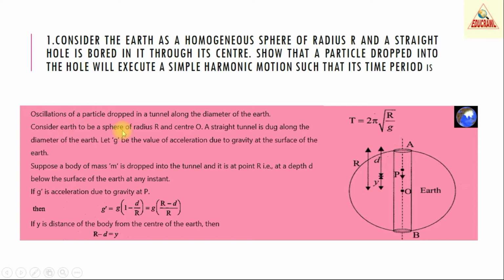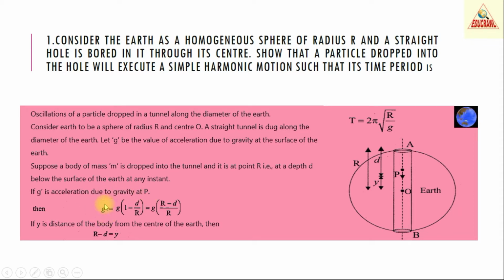Consider the earth to be a sphere of radius r and the center is found to be O. A straight tunnel is dug along the diameter of the earth. Let g be the acceleration due to gravity at the surface of the earth. Suppose a body of mass m is dropped into the tunnel and it is at the point P at depth d below the surface of the earth at any instant. g' is the acceleration due to gravity at P.